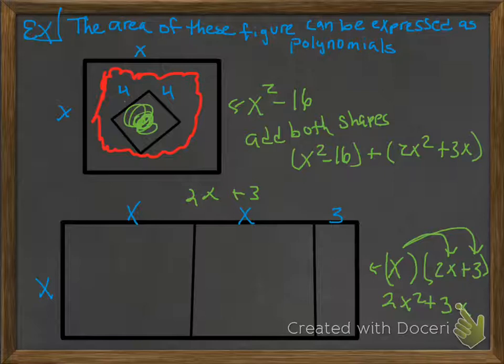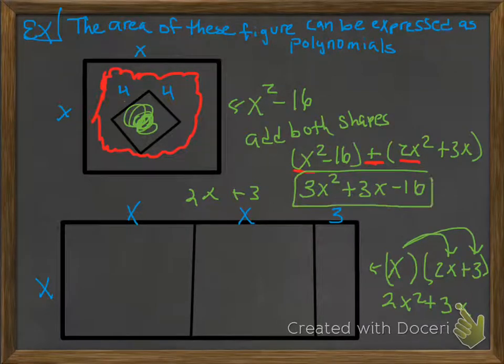So notice that this is a plus. Only when it's a plus can we do this. I have an x squared here and a 2x squared there. So that becomes 3x squared. Now I don't have any other like terms, so it's plus 3x minus 16. So this would be the equation for both of these shapes, the area of both shapes added together.